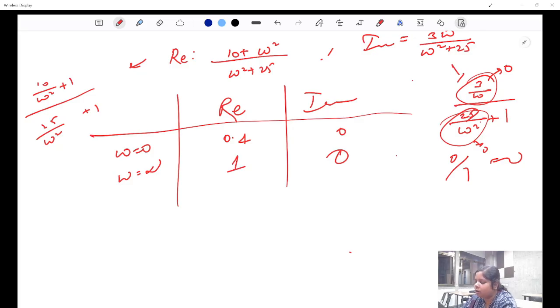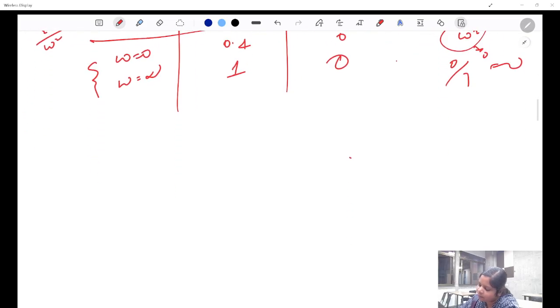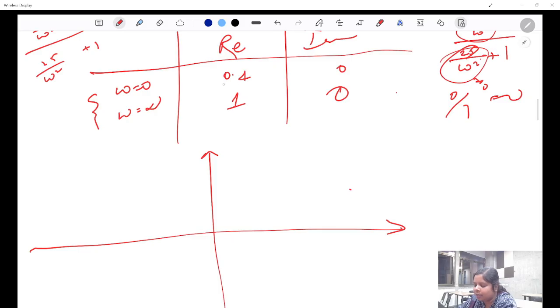We can also find that this is actually a semicircle. If you find 2, 3 more values in between 0 and infinity, you'll find it to be a semicircle, and it would look like the following. So what would be the radius? At omega equal to 0, the real part is 0.4, and at omega equal to infinity it is 1, and in both cases the imaginary part is 0. So definitely it's going to be a semicircle like this.